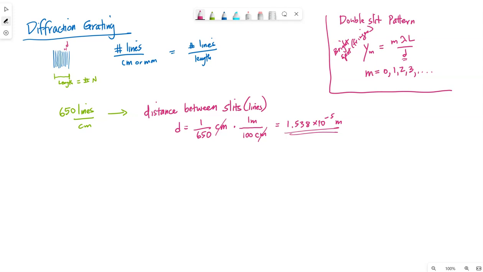Diffraction gratings show us very specific points of constructive interference that are widely spaced.